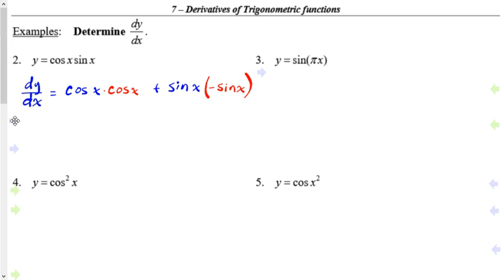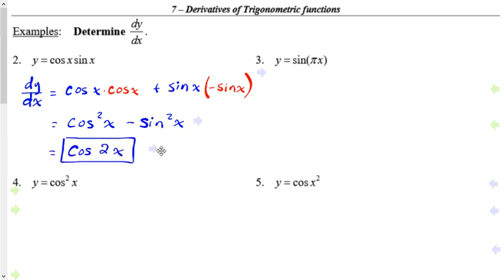Well, we can simplify that a little bit: cos squared x minus sine squared x. We could stop there, but when I look at this, I think there's an identity, which is cos 2x. So this is one of the double angle identities for cosine. Question number 3.